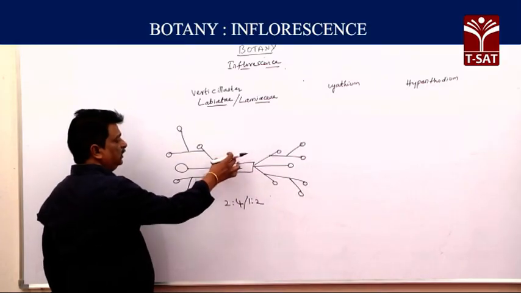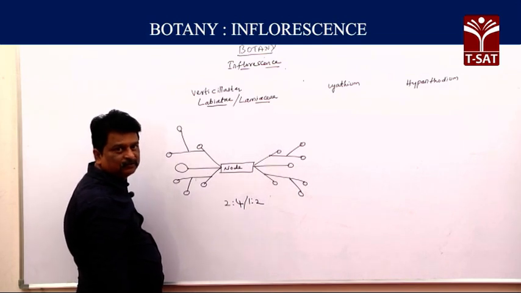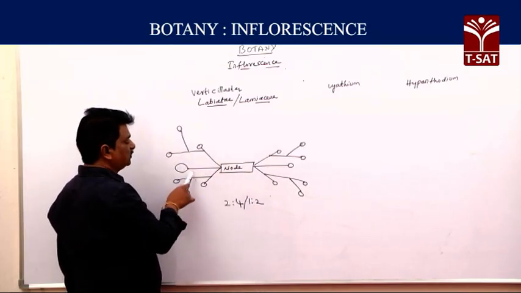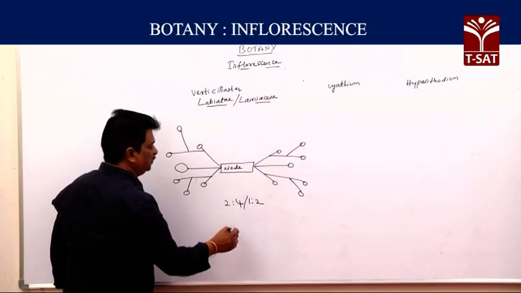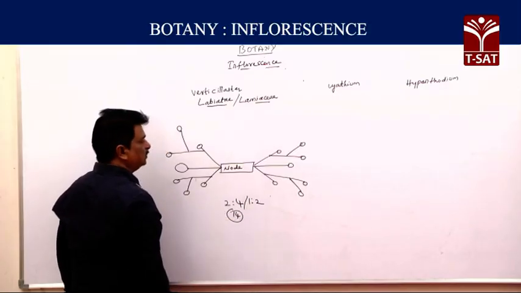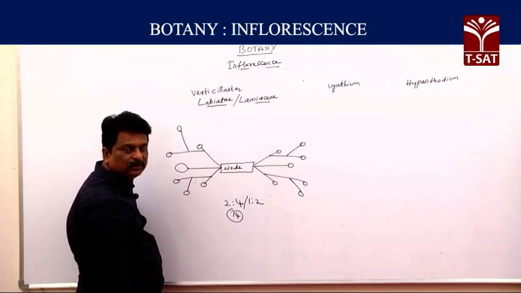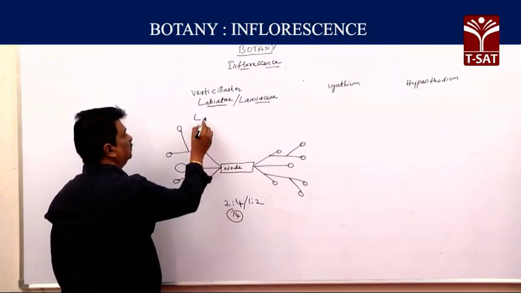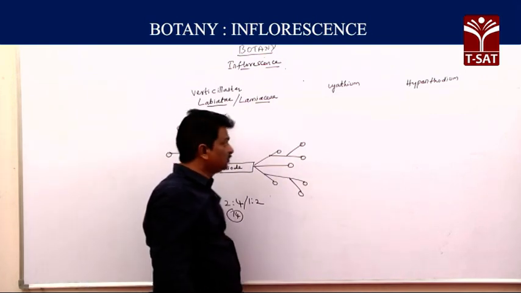All these flowers are crowded at the node and look like a false whorl, so it is called verticillaster. The minimum number of flowers needed for the formation of verticillaster is 14. Generally flowers are bisexual, and sessile or subsessile. Example is Leucas. This is verticillaster.